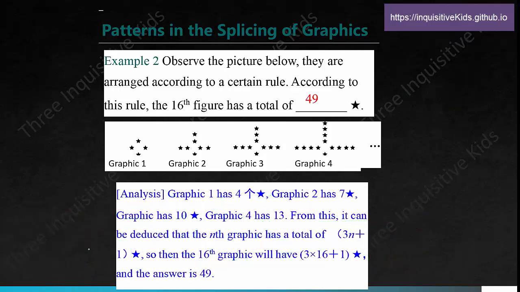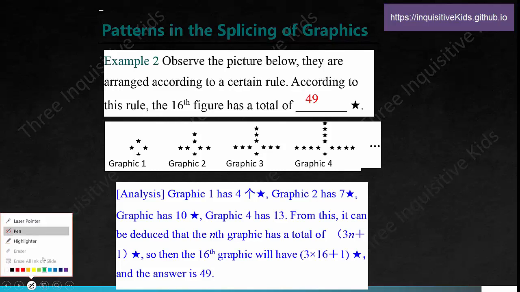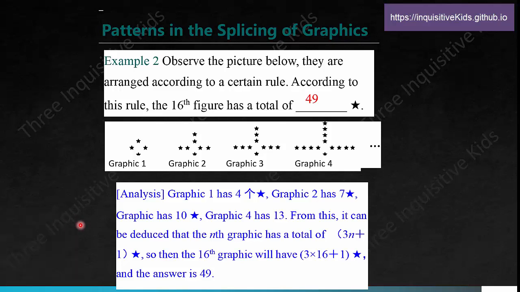So again, once we look at this analysis, it's the same solution. Graphic 1 has 4 stars, graphic number 2 has 7 stars, graphic number 3 has 10 stars, graphic 4 has 13. So from this, we can know that the nth graphic will have a total of 3n plus 1 stars. So the 16th graphic will have 3 times 16 plus 1 star. So the answer is 49.